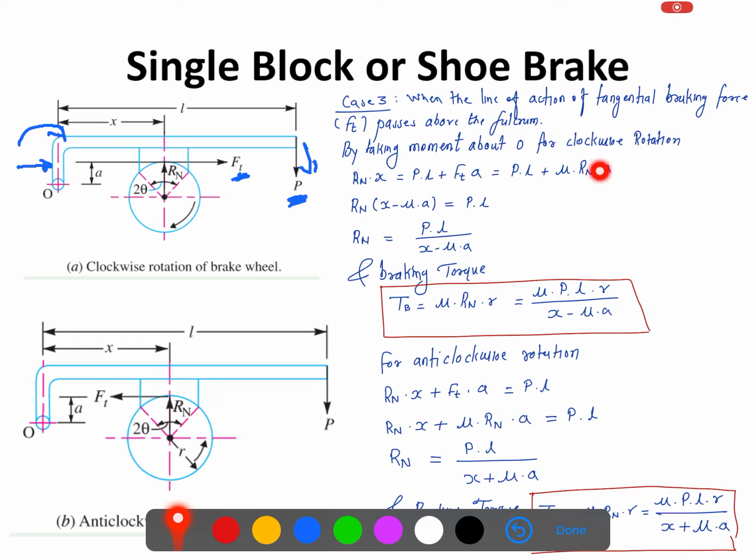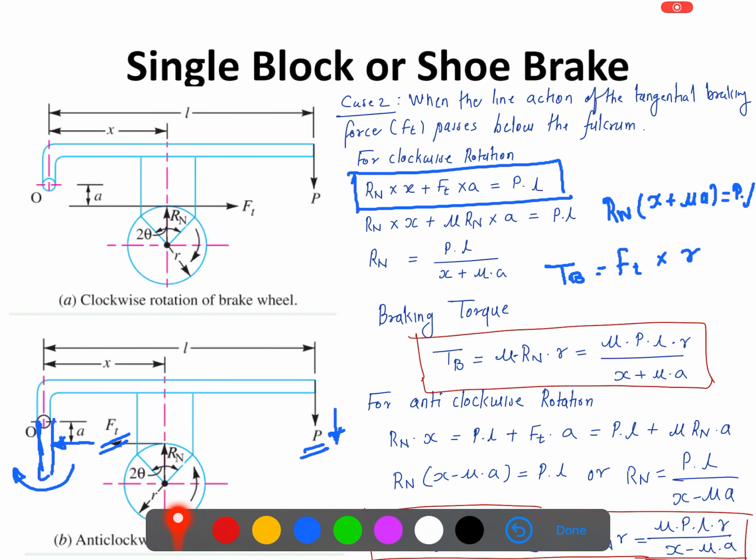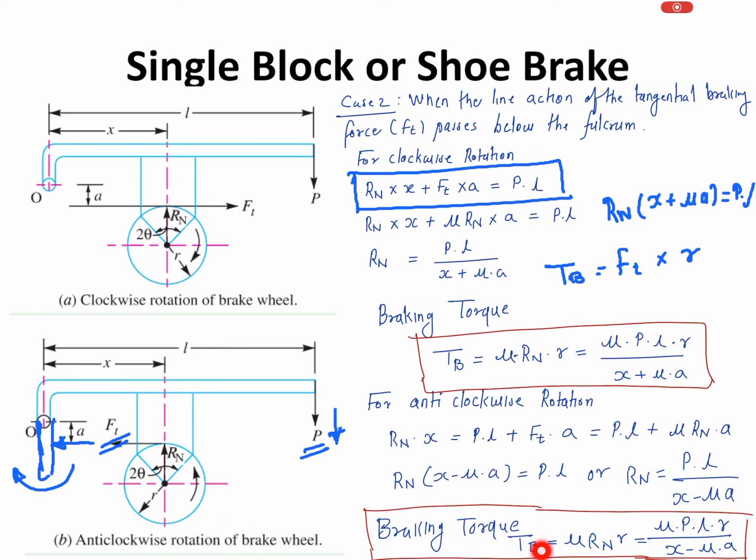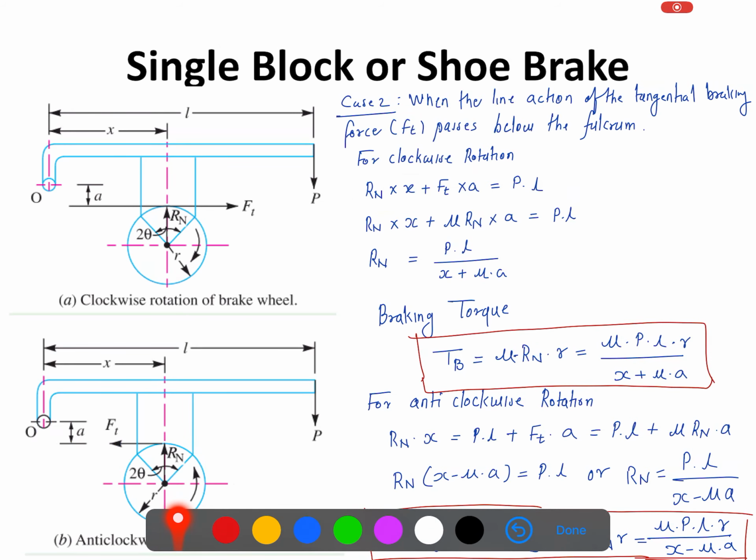Again taking this value to this side, Rn into (x minus mu a) is equal to PL. Rn is equal to PL divided by (x minus mu a), and braking torque Tb is equal to mu into Rn into R, which is equal to mu into P into L multiplied by R divided by (x minus mu a). Now for case number 3 for the clockwise rotation, and for case number 2 for the anti-clockwise rotation, the equations are the same. So these two equations are the same.